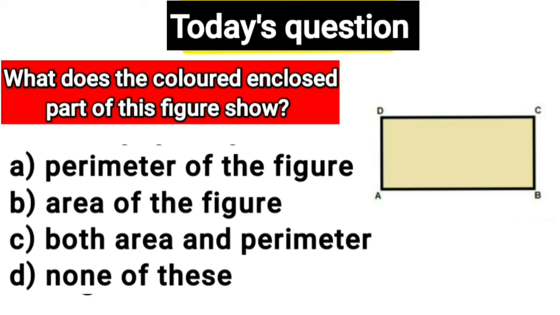We know that the distance around a closed figure is its perimeter and area is the surface covered by the closed figure. So, option B, area, is the correct option here. We have found the right option. Option B is the right one, and we will put a tick mark at option B, that is area.